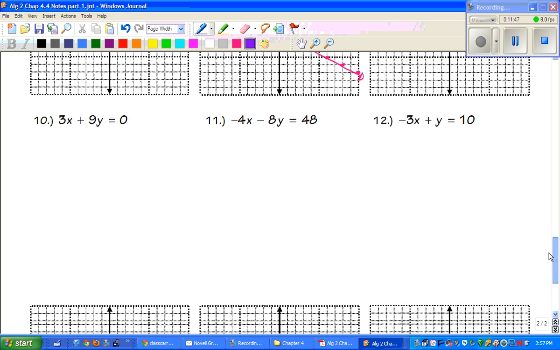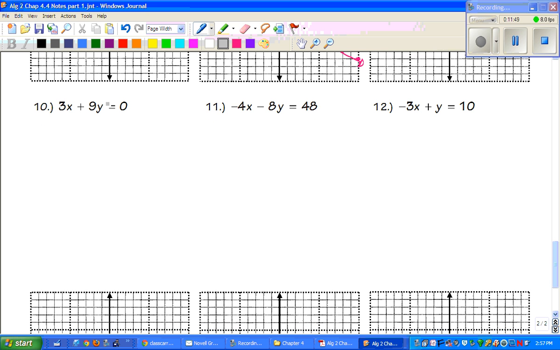All right. Moving on to number 10. Subtract 3x from both sides. You get 9y equals negative 3x. Do we write the plus 0? You can, but we are not going to. Okay, that would not be in your final answer.